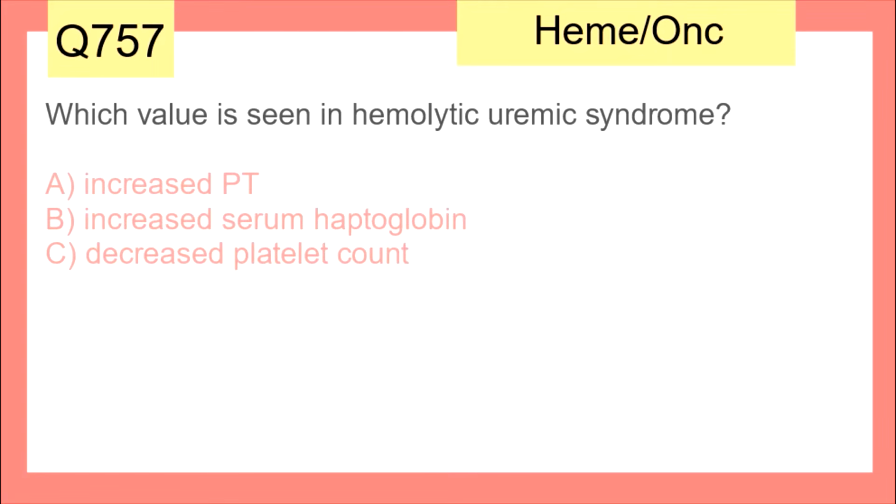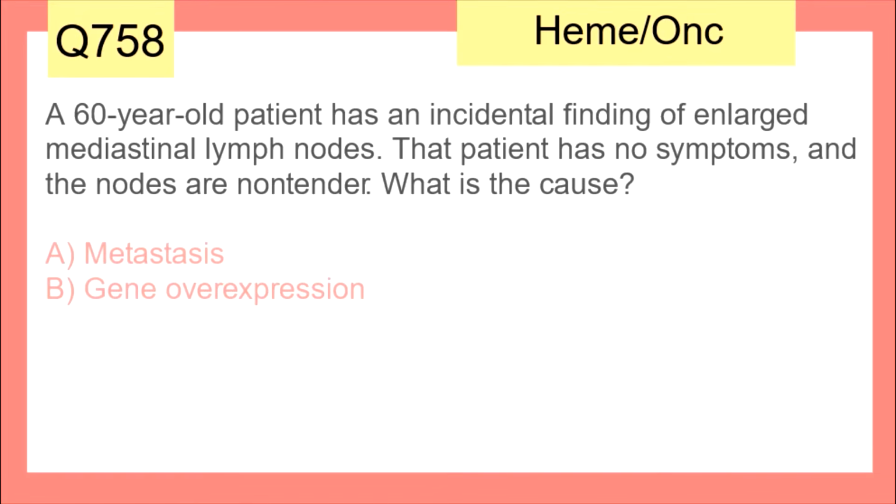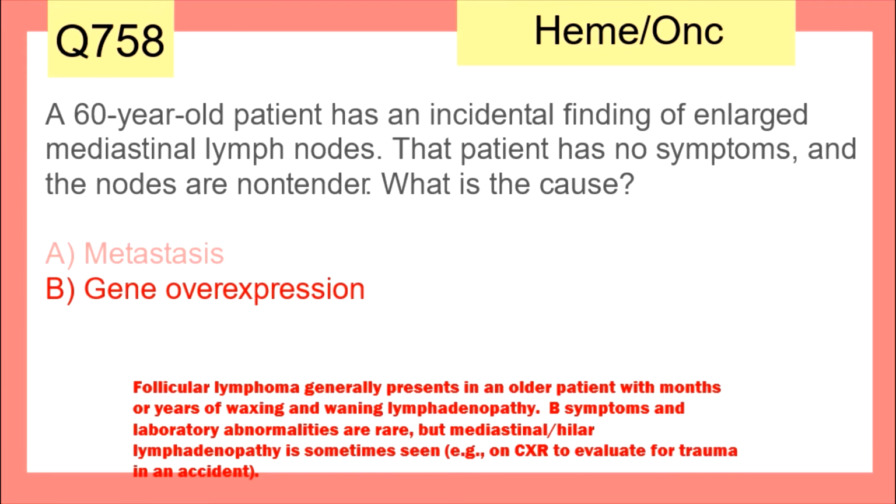757, once again, which value is seen in hemolytic uremic syndrome? We see a decreased platelet count. PT will not be elevated, and serum haptoglobin will be decreased. And as we mentioned before, hemolytic uremic syndrome is common after infection due to Shiga toxin producing E. coli. 758, a 60-year-old patient has an incidental finding of large mediastinal lymph nodes. The patient has no symptoms and the nodes are non-tender. What's the cause? This is due to gene overexpression. This is follicular lymphoma, which we spoke about before.